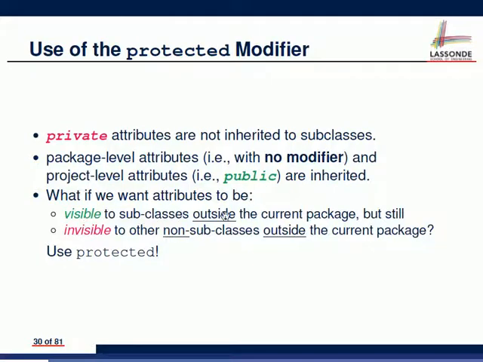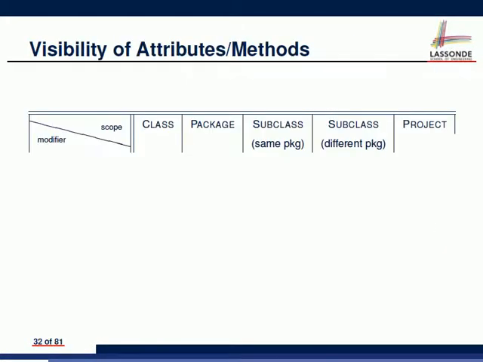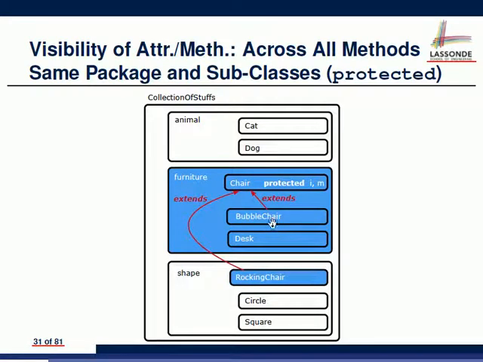So if I go back to the original one, now you want to make it visible to all the subclasses outside the current package, and also make sure it's invisible to any non-subclasses in other packages. For example, you can see over here, the only subclasses of chair are bubble chair, which is in the same package, and rocking chair. Rocking chair is in a different package, but it's a subclass, so it should also be visible to it. But circle and square are not subclasses of chair, so they cannot see it, because it's protected. Okay, so that's the new modifier you can feel free to use.